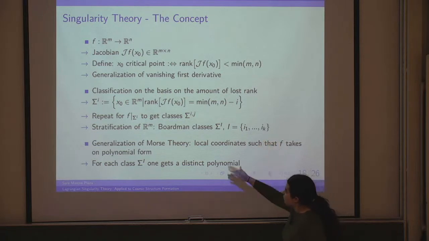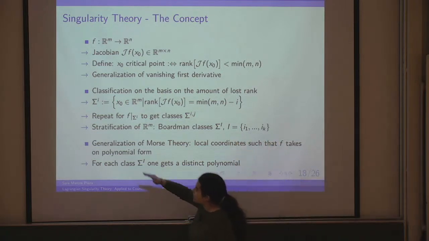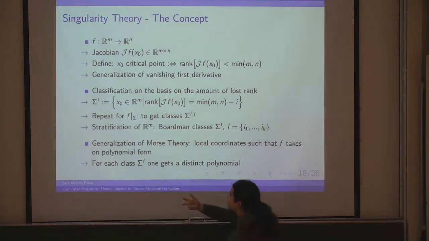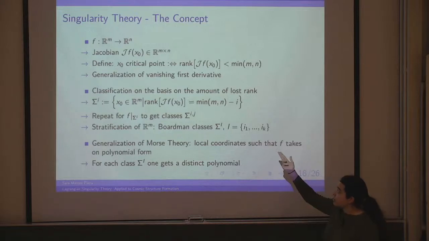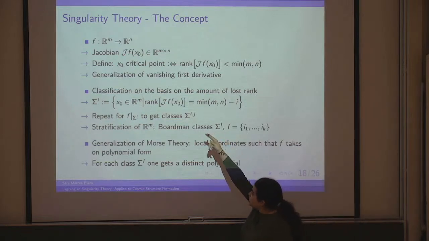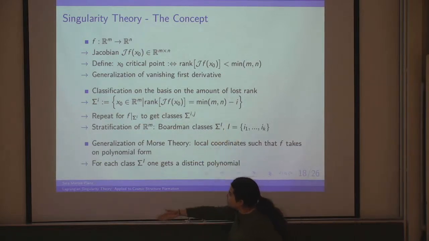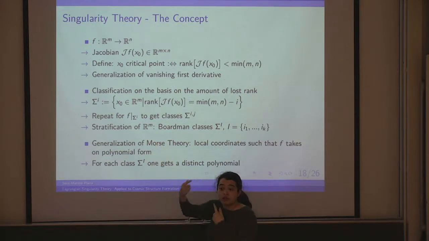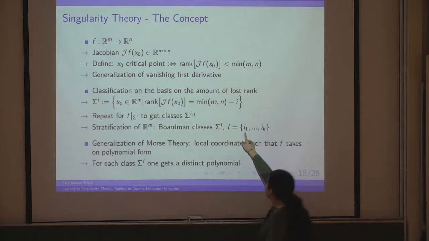Yeah. This gives you the so-called classes sigma I. I is the amount of rank you lose. And the cool thing about this procedure is that you can rinse and repeat. So then you take a look at the function, but you restrict it to a certain class. And then you take a look at the Jacobian there, and then you take a look at, okay, where does my Jacobian have critical points there? And then you can start adding indices to this.